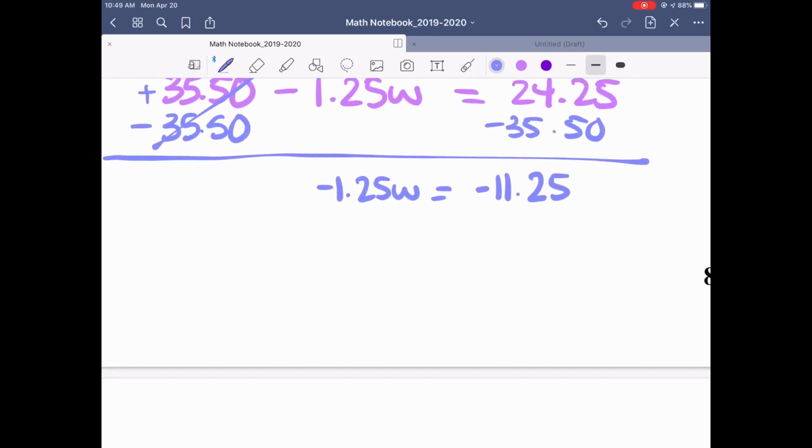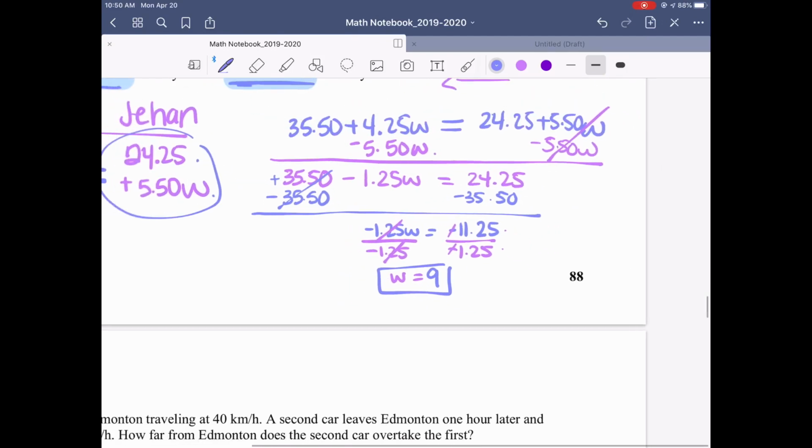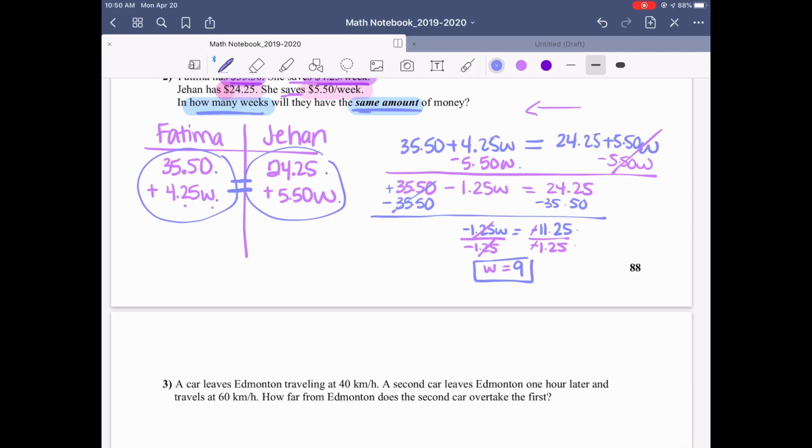Now, we still have to continue isolating for W, so it's being multiplied by negative 1.25. So the opposite is to divide. And what you do to one side, you do to the other. And again, you guys, what's going to happen first is that the negatives are going to cancel, which makes sense because the number of weeks can't be a negative number. And then you divide the actual numbers, and you get W is equal to 9. So in 9 weeks, the amount of money they have will be equal. Okay, so 9 weeks is our answer.